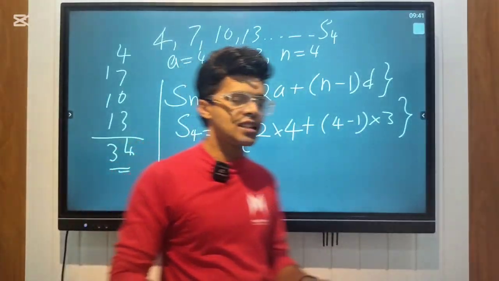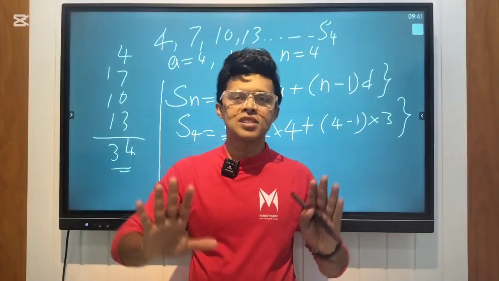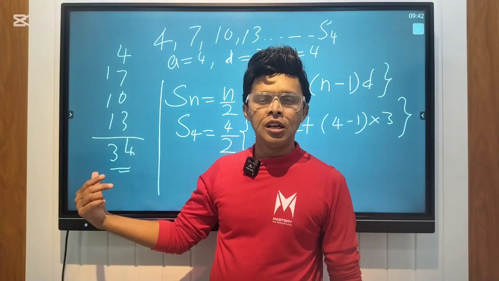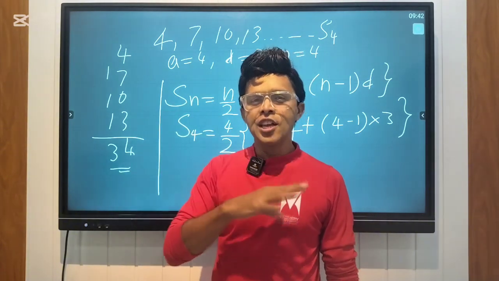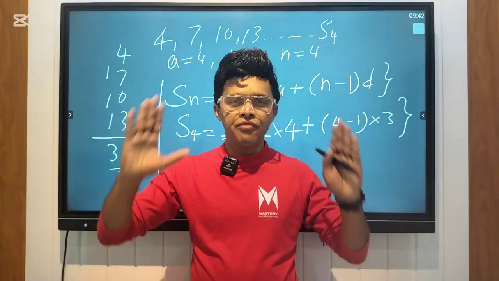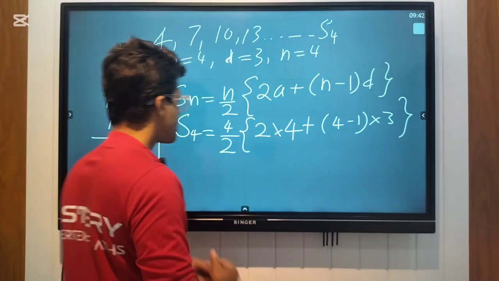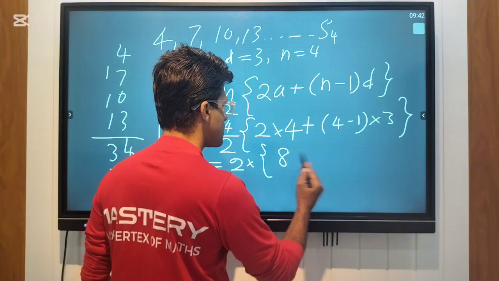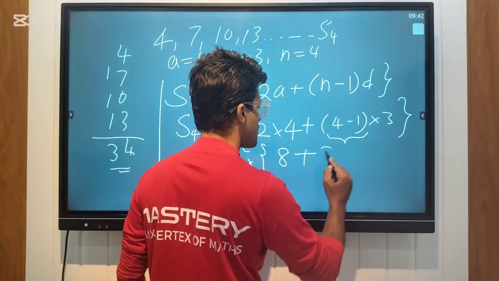If you've been given the task of getting the sum of the first 100 terms, you are unable to add all 100 terms one by one. So we need to use a certain method of getting the sum of the given terms of an AP. So 4 over 2 is 2, then 2 times 4 is 8, then 4 minus 1 is 3.